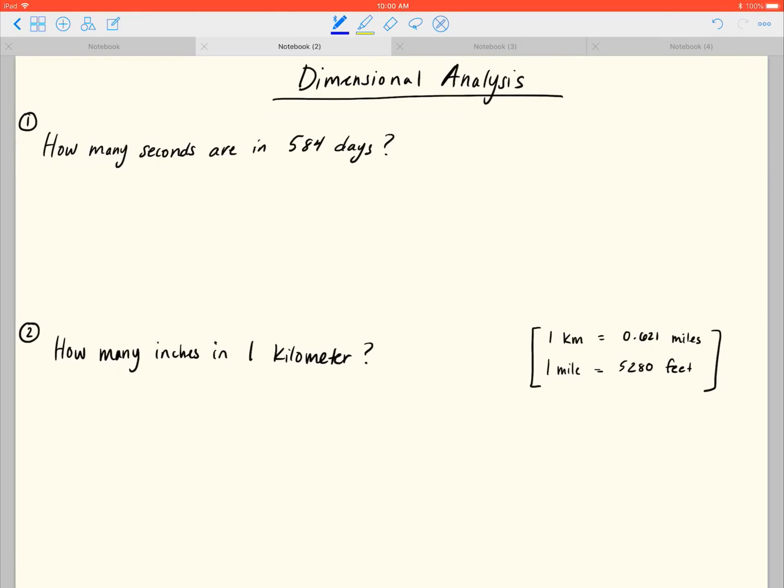All right, here are some quick examples of some dimensional analysis problems, or essentially just converting from one unit to another. And these are definitely skills that you need to know for any of your chemistry and physics classes going forward. So for the first question, how many seconds are in 584 days?